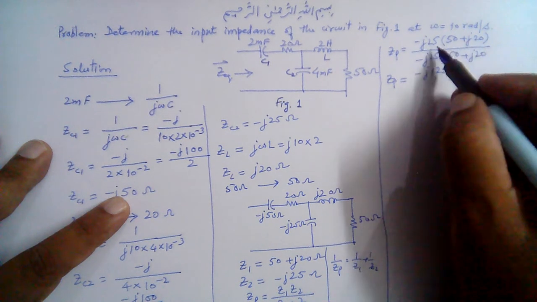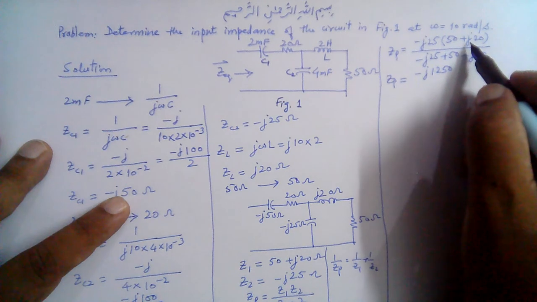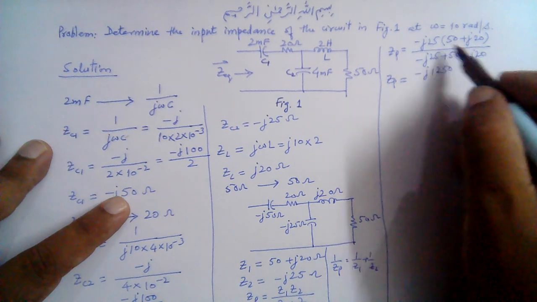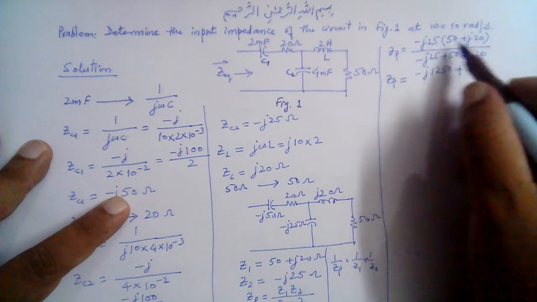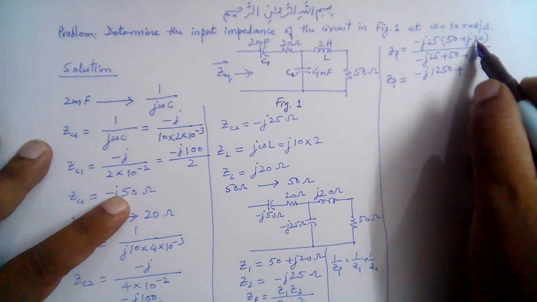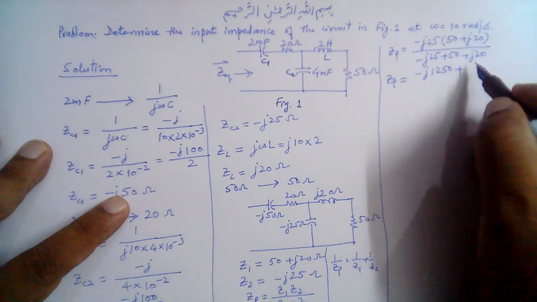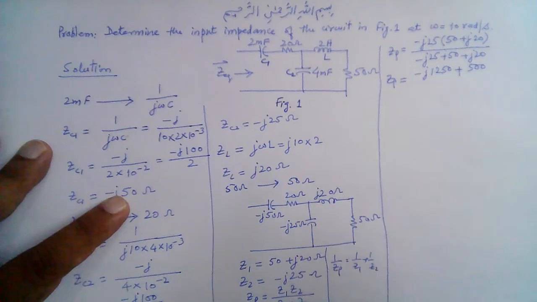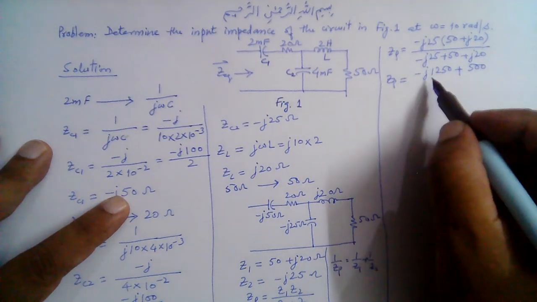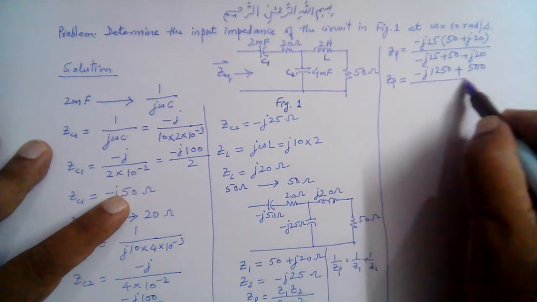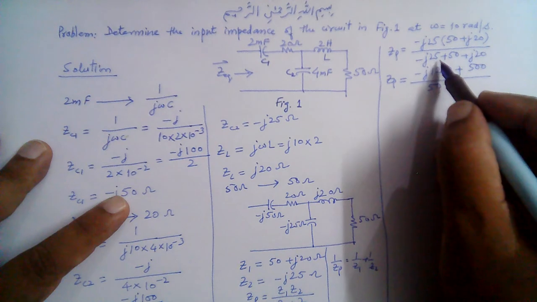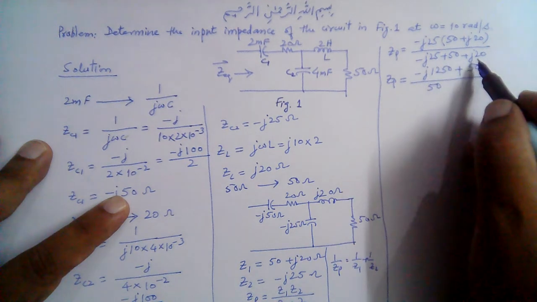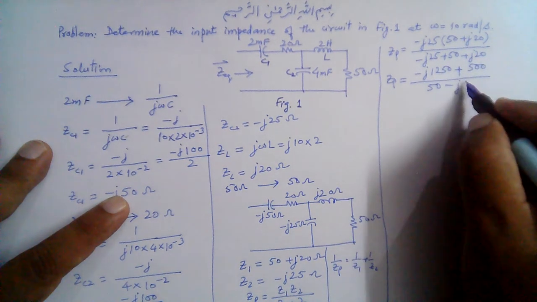So that will be minus J square. J square is equal to minus 1, so minus J square will be plus. So that will be plus 25 into 2 is 50, and 25 into 20 will be 500. Right? So 500 minus J1250 divided by 50, and minus J25 plus J20, so that will be minus J5.